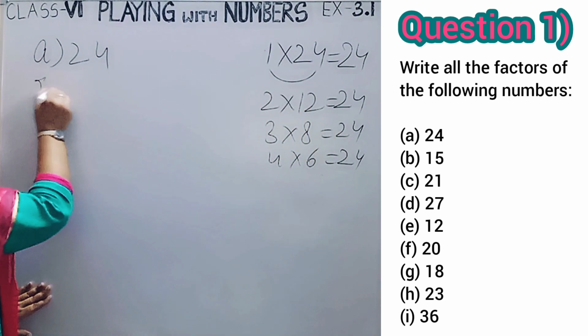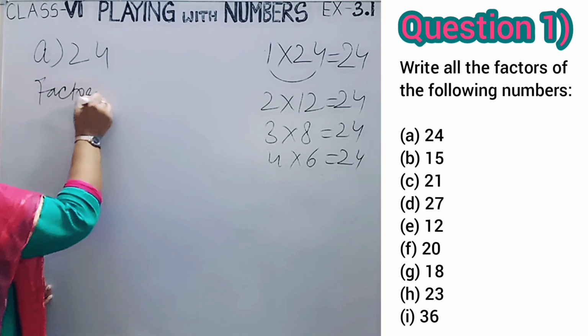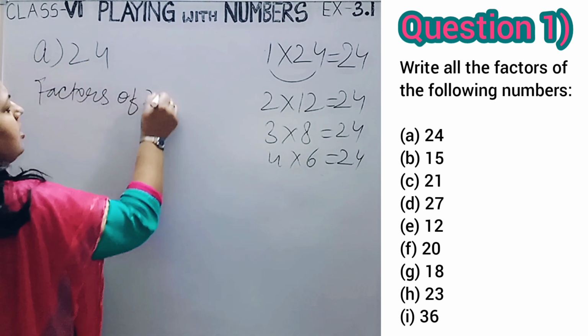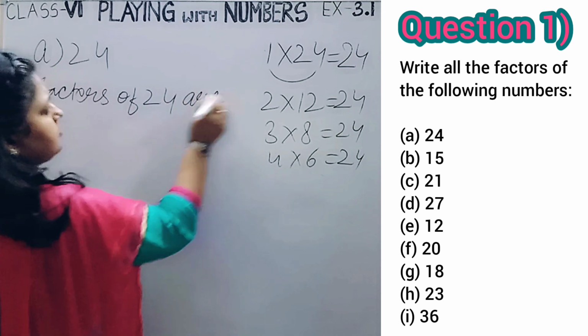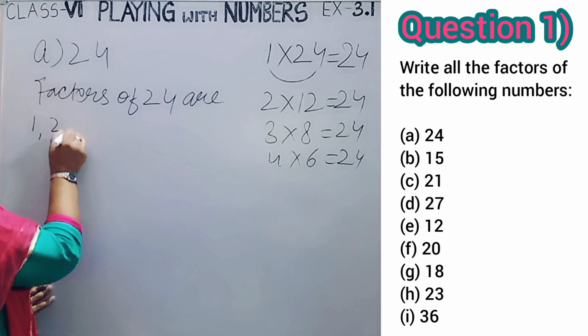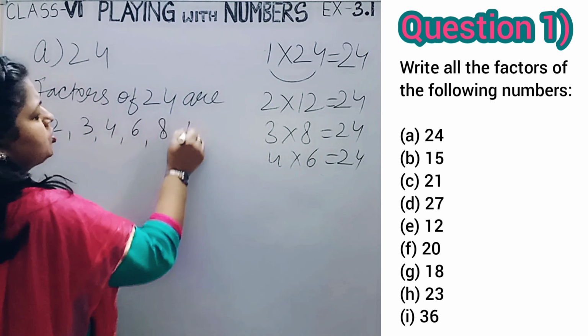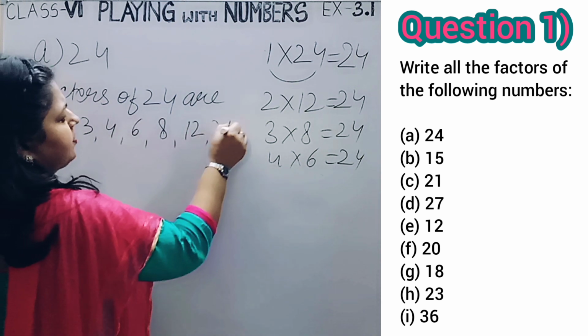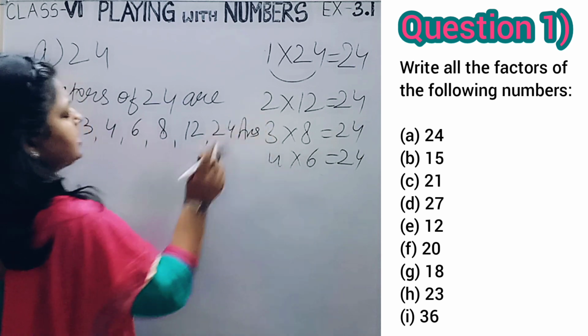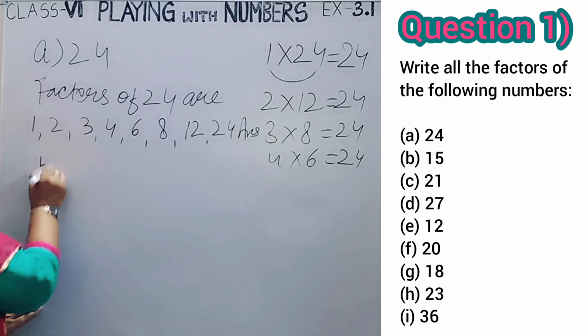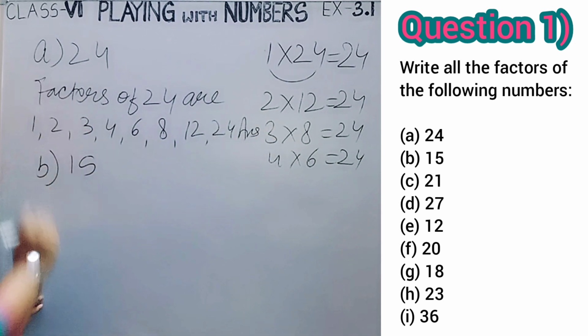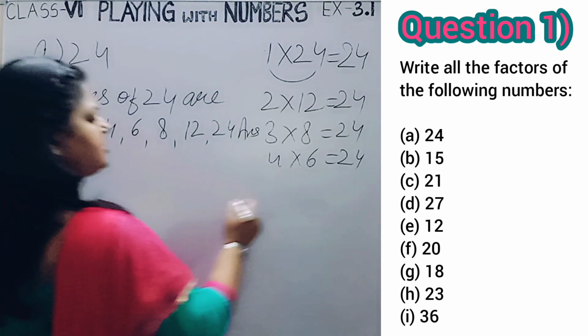So answer is factors of 24 are 1, 2, 3, 4, 6, 8, 12 and 24. Here we will write the numbers in ascending order. B part is 15. So again we will make some pairs.